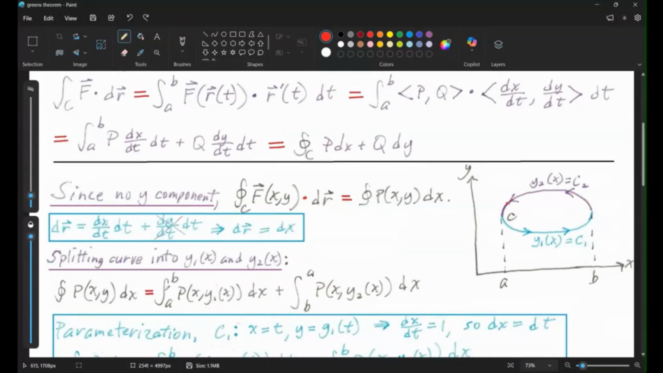Notice the bounds of integration are switched because these things have direction. And so we're doing the integral from a to b of y1 of x, and then we're coming the other way, which means we have to switch the a and the b. Okay, so that gets us up to here.